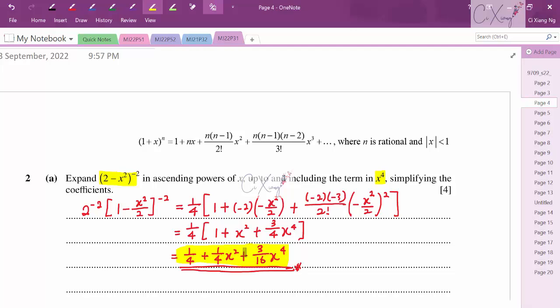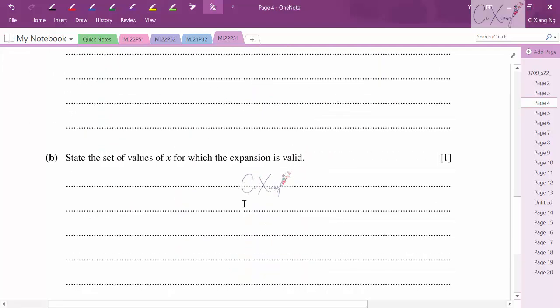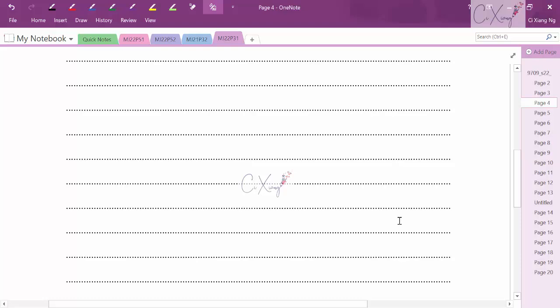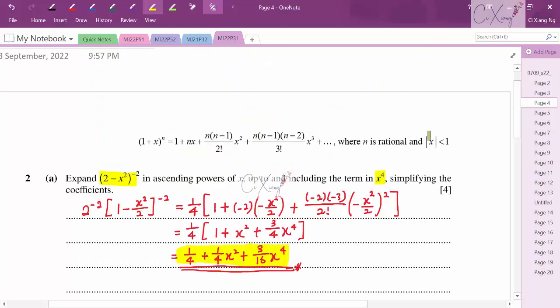And now we can proceed to part B. Alright, so what do we have here at part B? For part B, they're asking us to state the values of x so that the expansion is valid. Generally, if you have a look at the formula, this is the valid value for x, which is provided in the formula booklet, and you can see that the modulus x is smaller than 1. So how do we get the modulus x smaller than 1? Basically it is from the bracket. We take the variable at the back, where the modulus of the variable is smaller than or equal to the number in front.